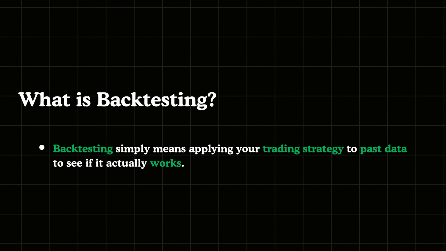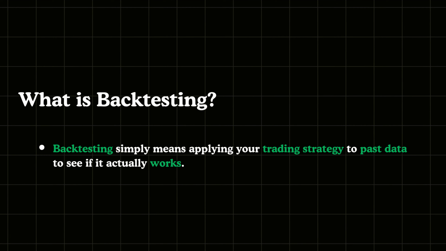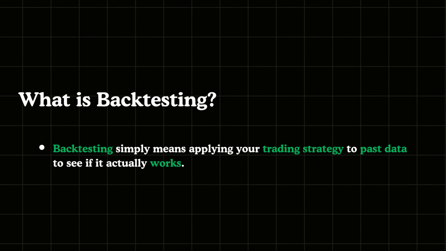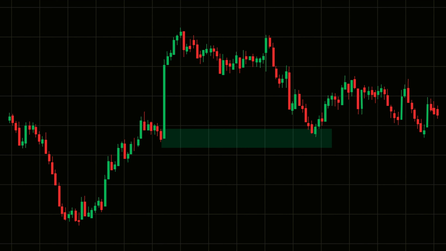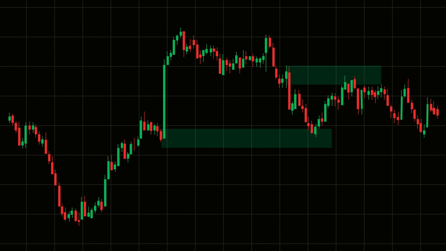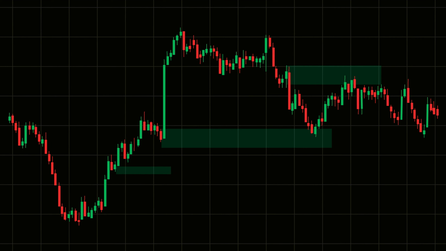Let's begin with the fundamentals. What exactly is backtesting? Backtesting is essentially the process of running your trading strategy on historical data to determine if it holds up. But it's not just about pulling up a chart, identifying order blocks, and making loose trade assumptions. That's an incorrect method and won't deliver consistent results.